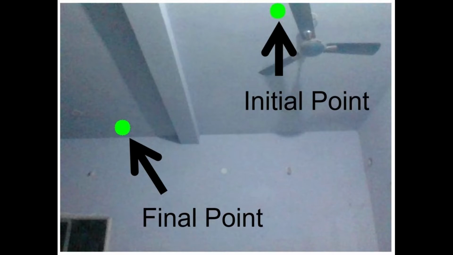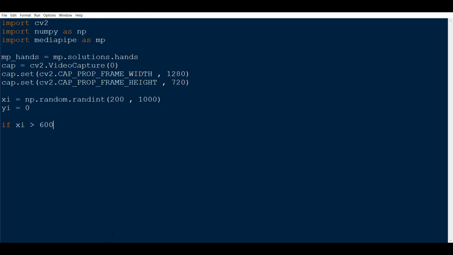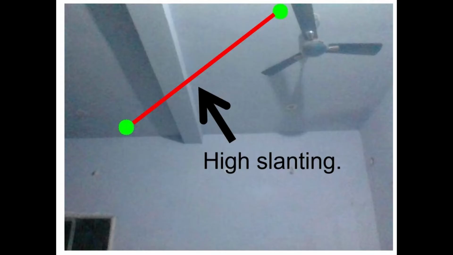Okay, so after having found the initial point, we also need to set the final point, because that will help us join the line and hence find the slope. So if the starting x coordinate, or xi, is greater than 600 pixels, that is, if the starting point is on the right hand side of the screen, we would want the final x coordinate to be on the extreme left hand side, and vice versa. The reason for that is we want to make sure that we have a high slanting, as you can see in the image right now.